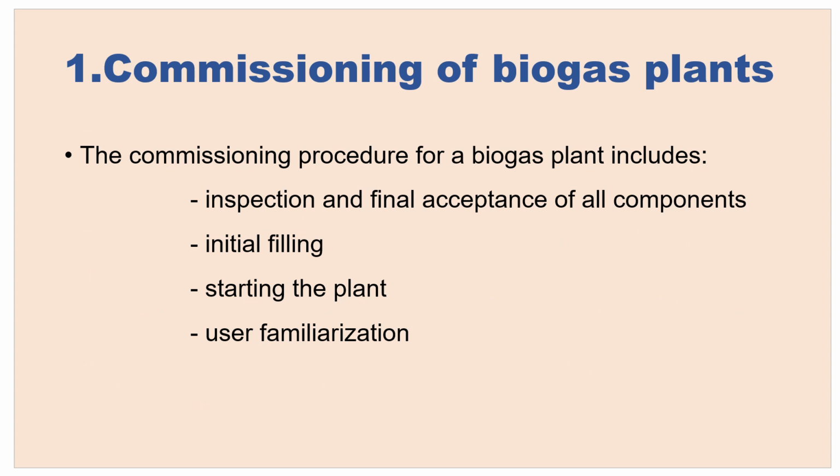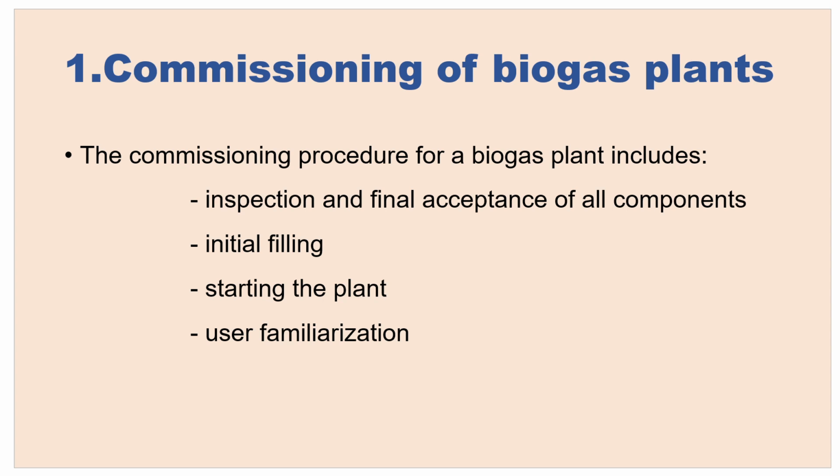So first the starting of the biogas plant, then operation of the biogas plant, then maintenance of the biogas plant. First we go to the commissioning of the biogas plant, that is the starting of the biogas plant. It includes four steps. After the construction of the biogas plant, we go for the inspection and the final acceptance of all components.